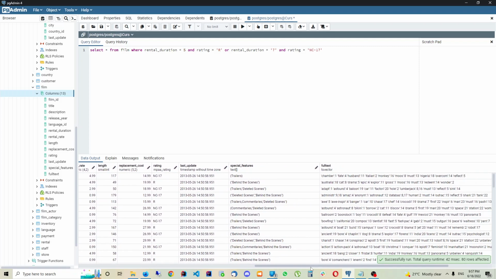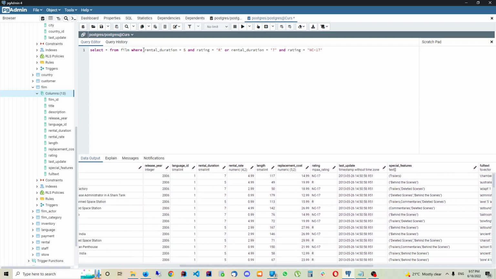So it has given me all the rows that have either this set of conditions true, so rental duration is 5 and rating is R, or this set of conditions are true. So you can see here rental duration is 7 and NC-17, like here rental duration is 7 and rating is NC-17. So we just combined these two operators to have complex queries.